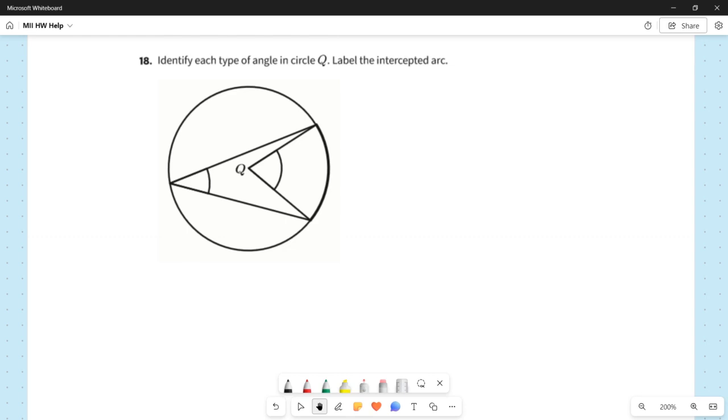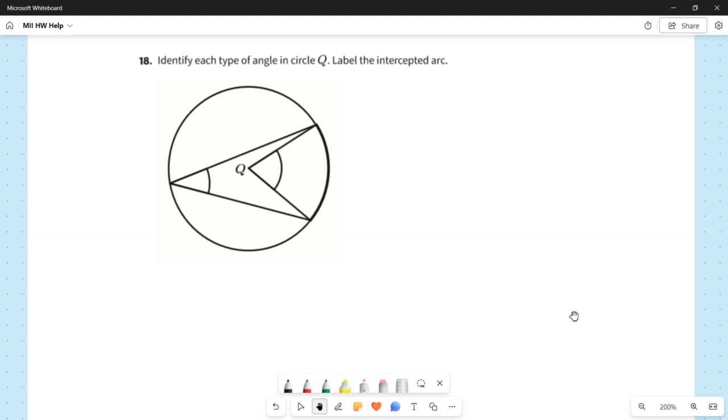Question 18. 18 says, identify each type of angle in circle Q and label the intercepted arc. Again, this is kind of a vocab question. There are no calculations whatsoever. If anything that we're going to talk about in 18 is confusing, I would again encourage you to check out the glossary just to make sure that you can identify all of these things. So I see two angles in this picture.